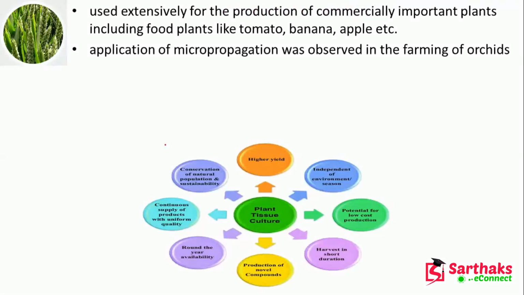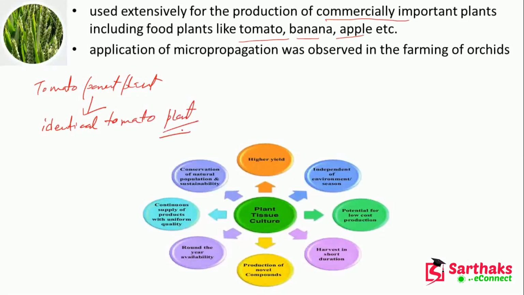Now, whatever we are going to cultivate has some commercial impact on society. So we are producing extensively commercially important plants, like the foods you require much, tomato, banana, apple, these types of fruits. These plants we are producing using plant tissue culture. That means if we have one tomato parent plant, we require the same identical tomato plant, many more. Tomato, banana, apple, we require on a large scale, so we are doing micropropagation of these.